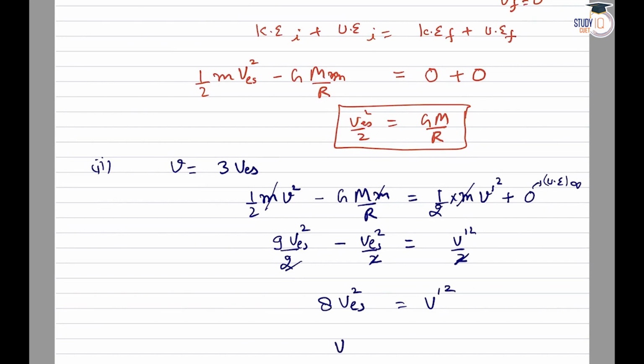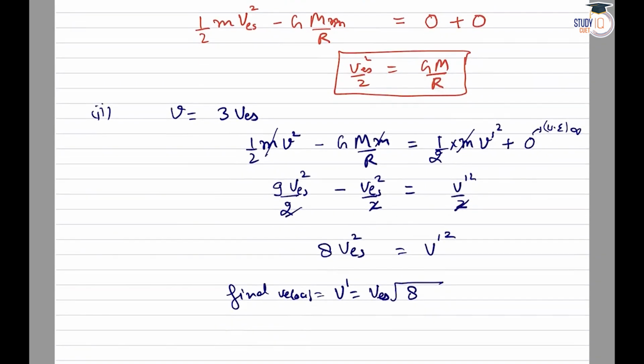So in this we have v dash equal to the final velocity, and the value of final velocity comes out to be under root of 8 into v escape. So this can be written as 11.2 into root 8. So this is almost equal to 31.68 kilometer per second.